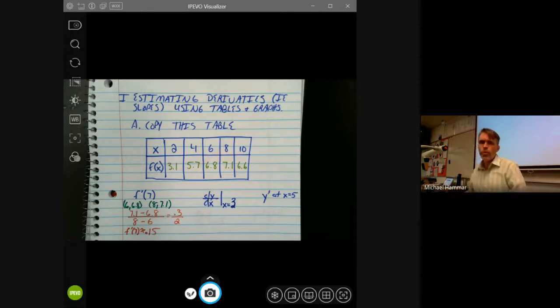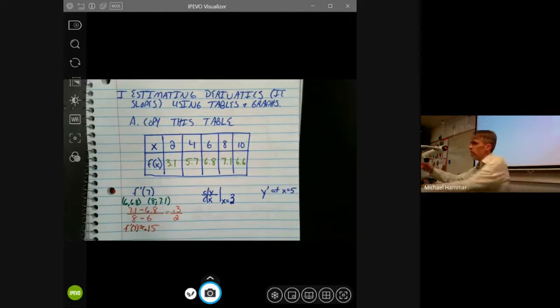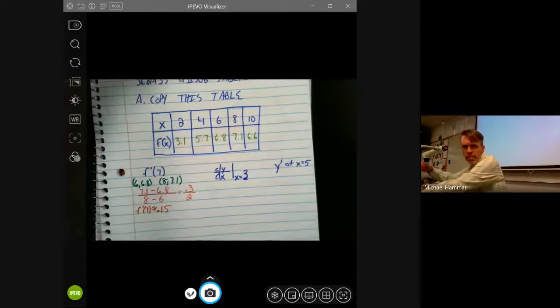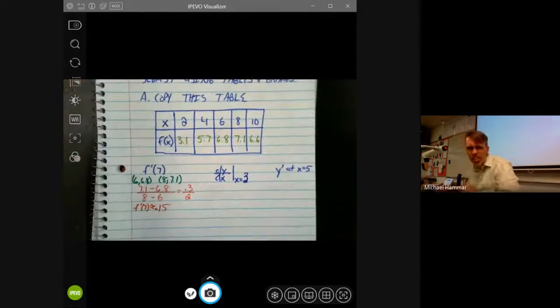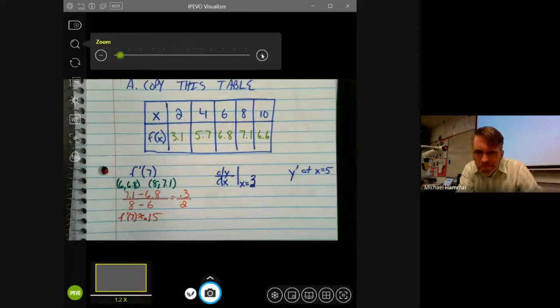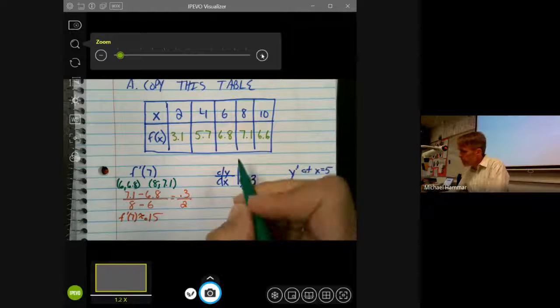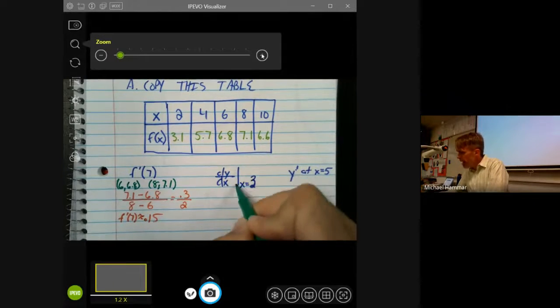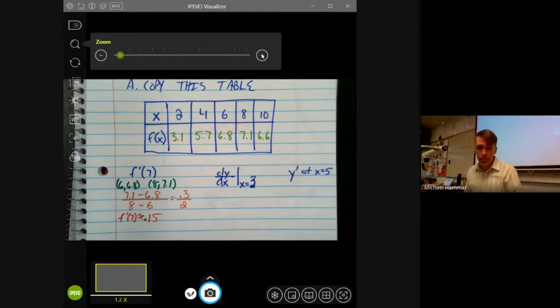Notice I use the wavy little equal signs there. Wavy little equal signs means that it's an estimation. It's kind of close to that. So we're not going to say it's exactly 0.15, but it's about 0.15. Okay? Now, this second one, it's also another form of derivative. But what this means is this is the derivative at x equals 3.